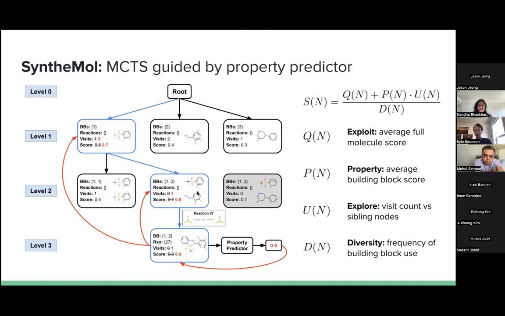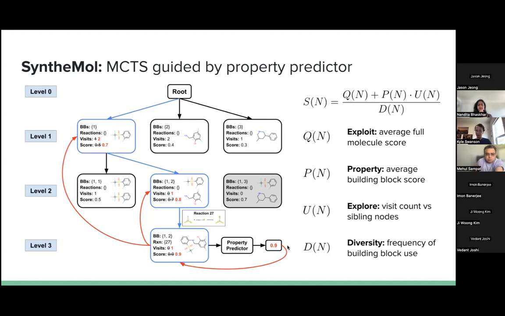Sometimes we'll add yet another building block, a third building block, but here I'm illustrating a case of just 2 building blocks. And once we've selected those 2, now we can apply a particular chemical reaction that is compatible with those building blocks to give you a single molecule that contains both of those building blocks. And now that we've gotten to this full molecule, we can run that through our property predictor, and it'll tell us how good that molecule is.